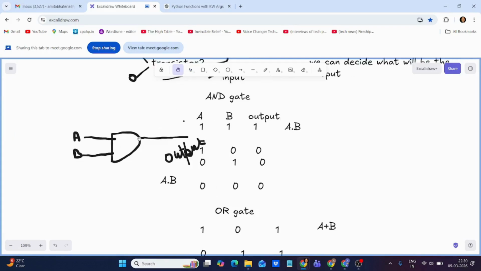First, you have to draw the gate. Then you have to write down the Boolean table, and also write down how we represent the AND gate. We write down A into B, right? The same you have to do for the OR gate also.